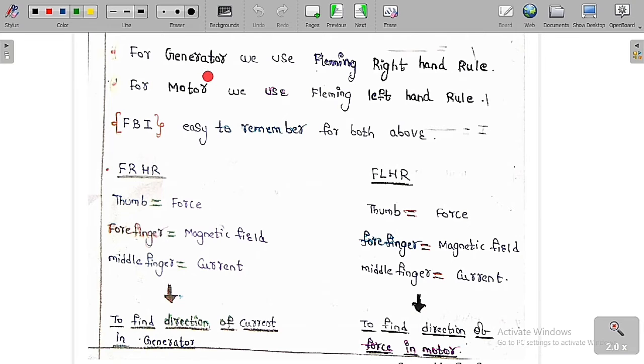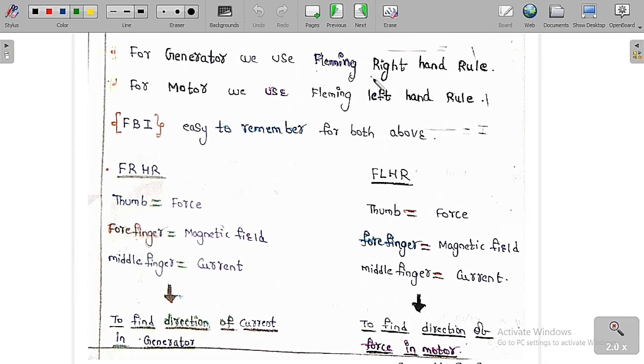So for a generator we always use Fleming's right hand rule, and for a motor we use Fleming's left hand rule. This concept I have already told you. In a generator, the parameters we know are the torque and the magnetic flux, but we don't know the direction of the induced current. That we can figure out with the help of Fleming's right hand rule.